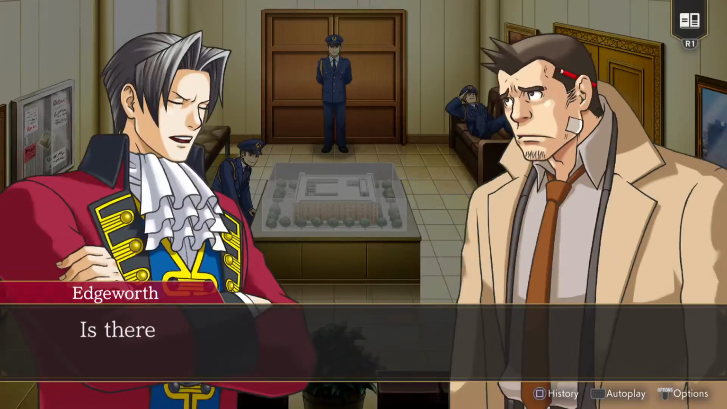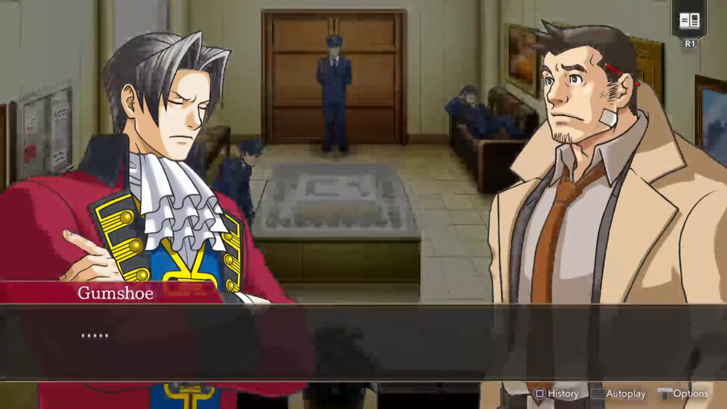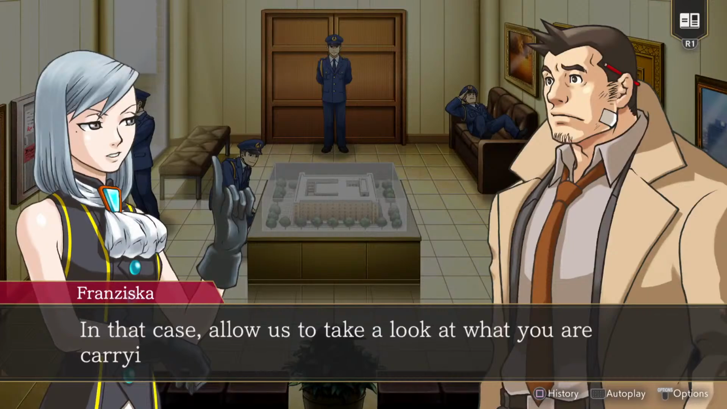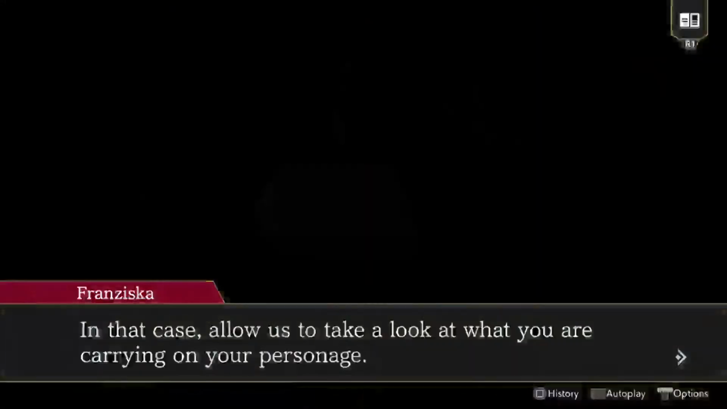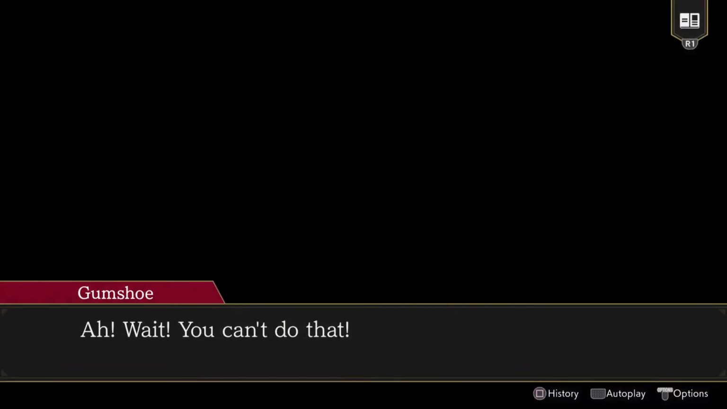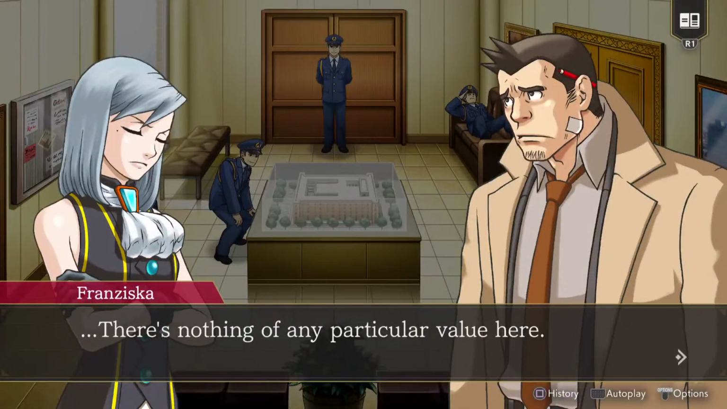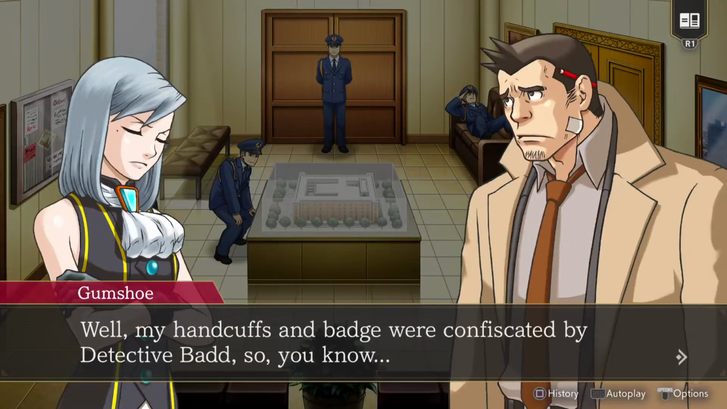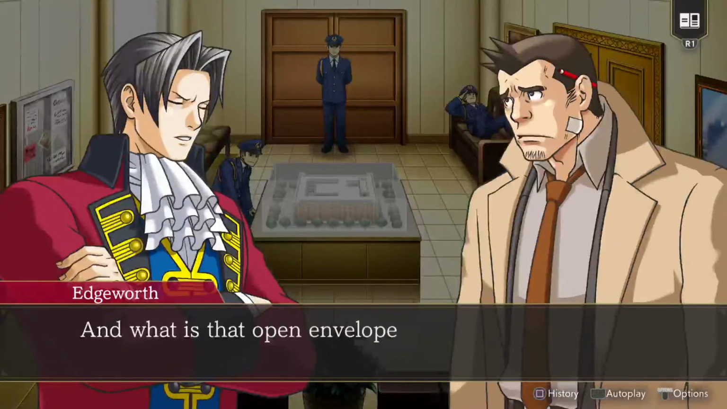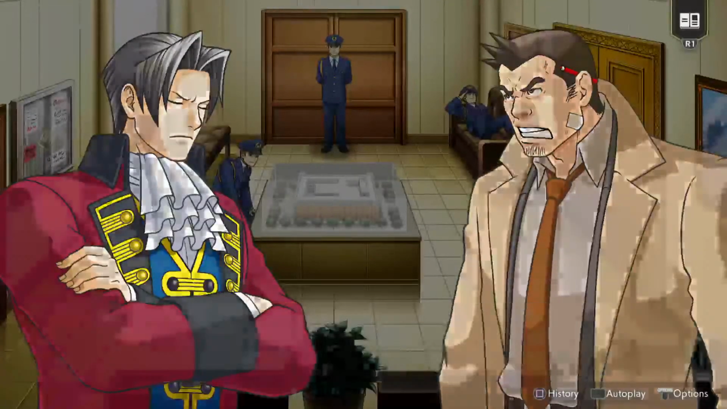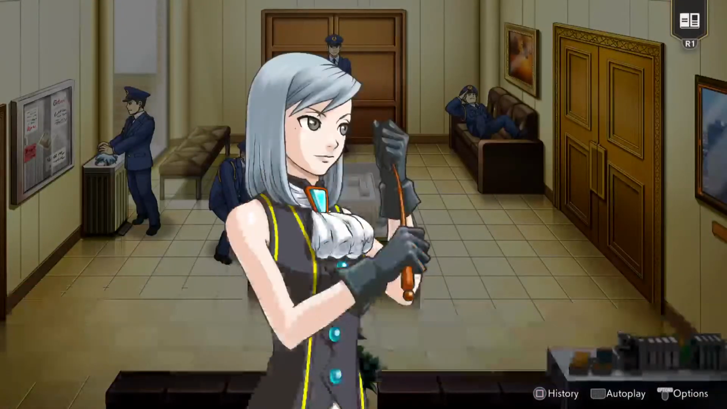Now then, Detective Gumshoe, is there anything else you'd like to tell me? Nope, not a thing, pal. In that case, allow us to take a look at what you are carrying on your personage. Ah, wait, you can't do that. There's nothing of any particular value here. Well, my handcuffs and badge were confiscated by Detective Bad, so you know. And what is that open envelope I see sticking out of your coat pocket? Ah, hands off, pal. Just show it to us already.